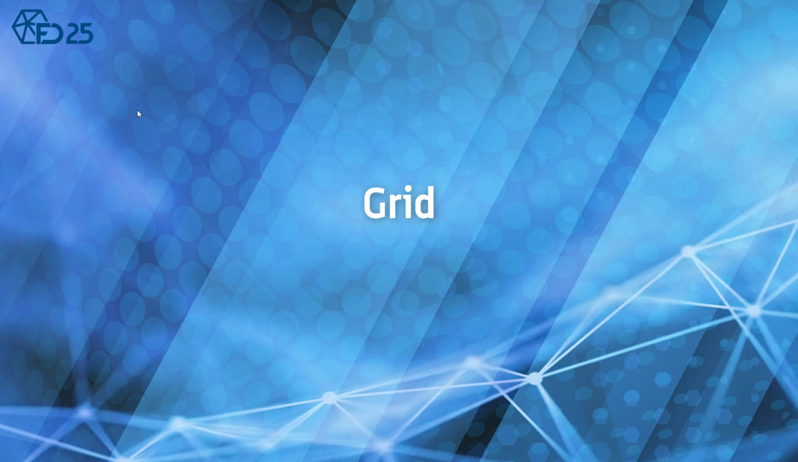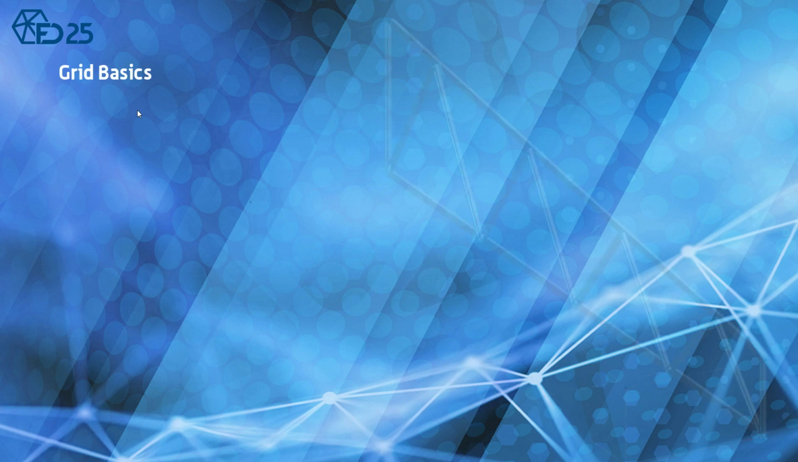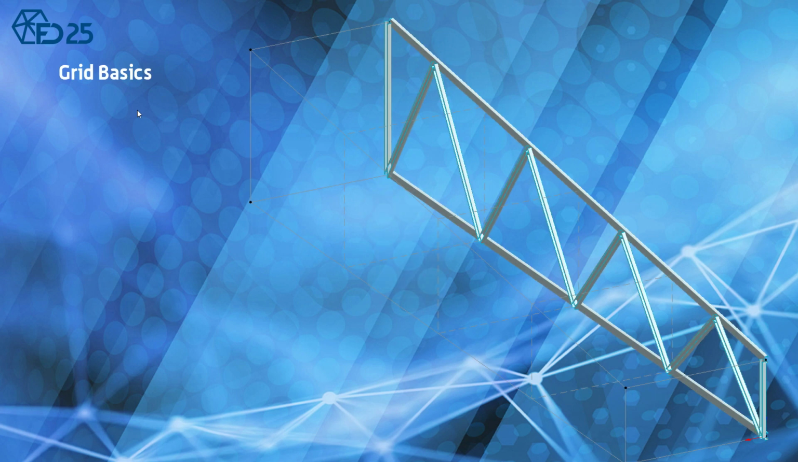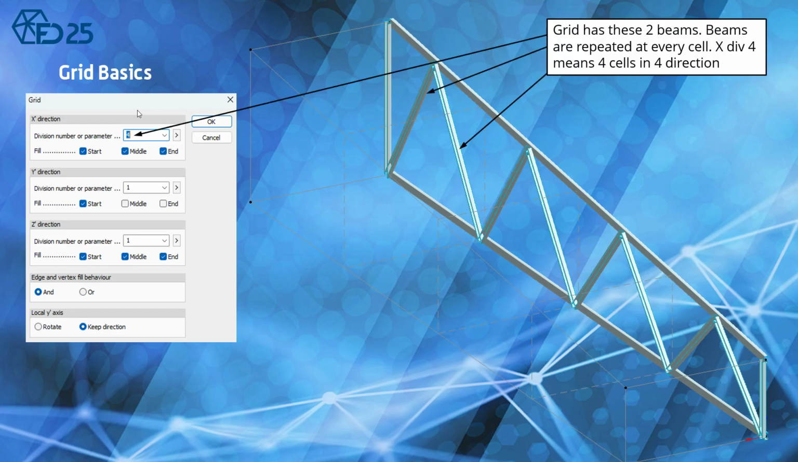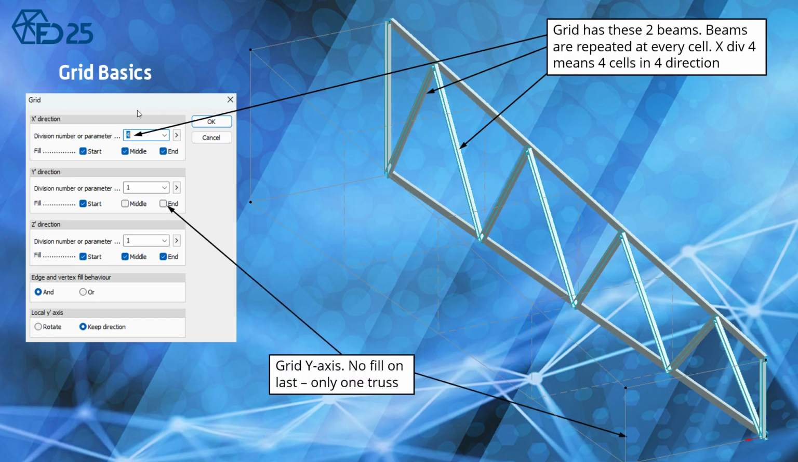Okay, we can continue. What about the grid, the repetition of parts? Let's see how that works. The grid basics are this. First you draw the grid, and then you set some elements to the grid structure. It has properties. It has a division number, like x, which means how many grid cells there are in the x direction, how many in y, and how many in z direction. You can see that it has 2 beams per grid cell, so that pattern keeps repeating on every cell, and that's why it's a 4.